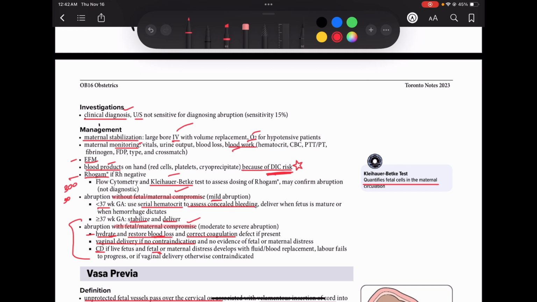But if there's no compromise, it is mild abruption, then if it's less than 37 weeks, just like earlier, you try doing serial hematocrit to assess if it's concealed bleeding, and deliver whenever the fetus is mature. Give corticosteroids so that you can help the baby's lungs mature. And if it's more than 37 weeks, just try to stabilize and deliver. So this is the formula. Less than 37 weeks, try to keep them inside and give them corticosteroids. But if the risk of compromise outweighs the benefit of keeping them in, go for delivery. But if it's more than 37 weeks, just stabilize and deliver.